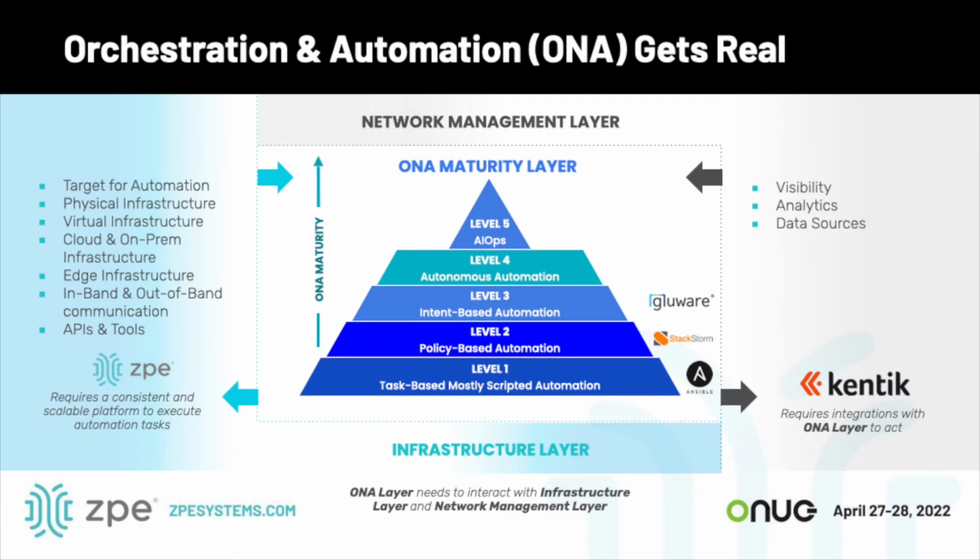That can be a physical infrastructure, virtual infrastructure, can be on-prem, or can be in your cloud, or can be somewhere in between. So as you can see, all three layers, the network management layer, the ONA layer, and the infrastructure layer, cannot exist on their own if you want to have a complete automation solution available to you. They all three need to work together to achieve your desired outcome.